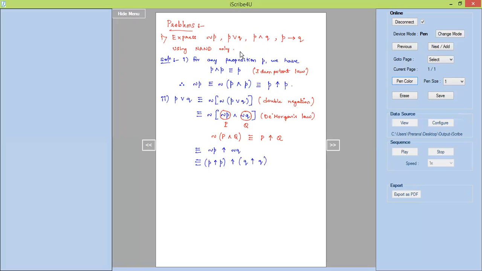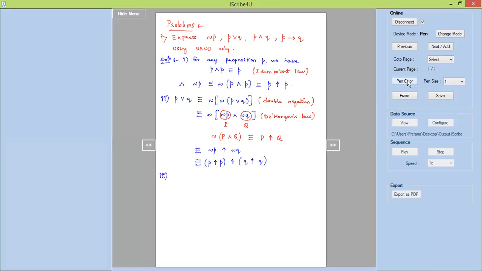That is our requirement. Read the question once. We have to express each of these connectives using NAND only. Right? So we have expressed using only NAND. That's the answer for the second subpart of the problem. Now moving ahead to the third subpart of the question.